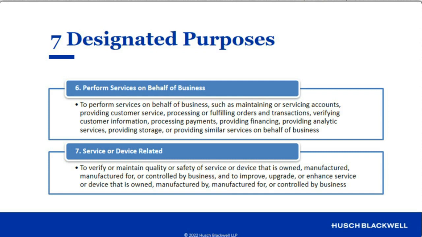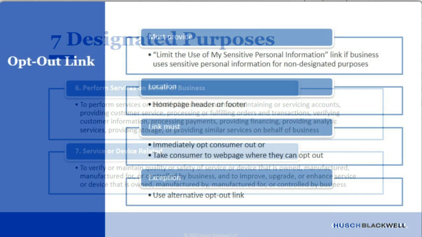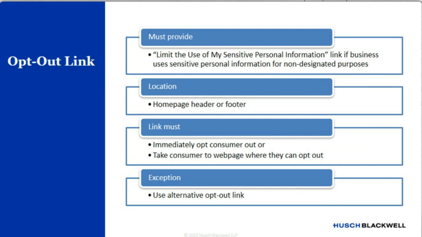Okay, so moving along then, as far as you've got these 7 purposes. What happens if you stray and you start processing sensitive data for other purposes? Well, no surprise, you're going to have to provide that link, and you're going to have to allow people to limit you back down to your use of sensitive personal information to those designated purposes. And then the rest of it looks the same as the opt-out of sell/share, with one big caveat.